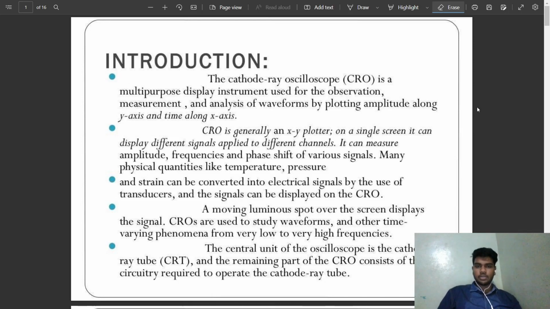Here we are going to learn about cathode ray oscilloscope. So, what is cathode ray oscilloscope? It is a multi-purpose display instrument used for observation, measurement, and analysis of waveforms.